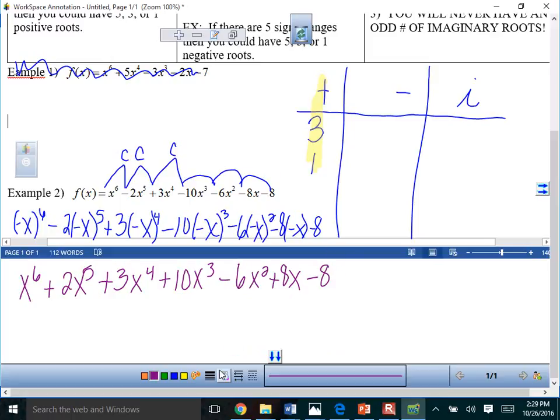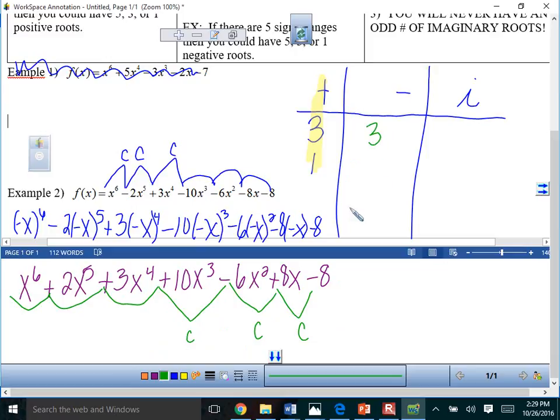At this point, we want to look at our sign changes. So we're going to start off here, positive x to the 6th to positive, so that's not a sign change. Positive to positive, nothing changes. Positive to positive, nothing changes. Positive to positive, nothing changes. Positive to negative, that is a sign change. Negative to positive, that is a sign change. And from positive to negative, that is a sign change. So there are also going to be 3 negative sign changes.